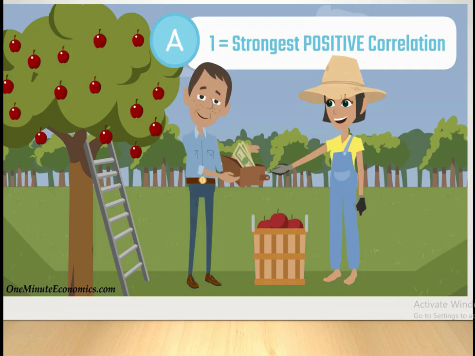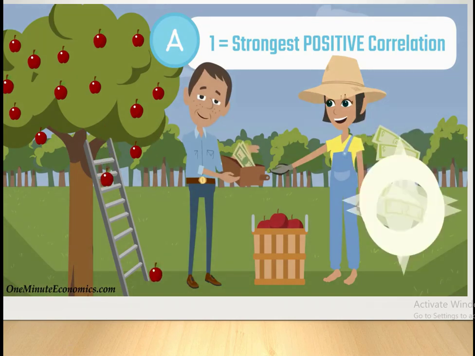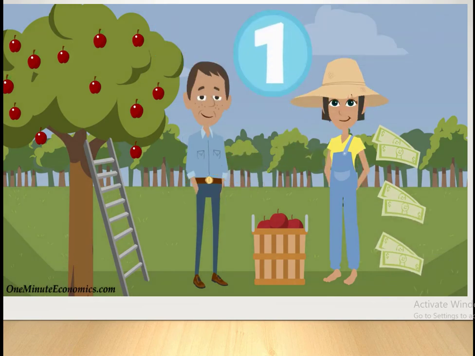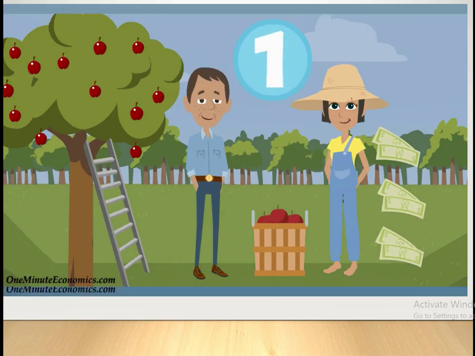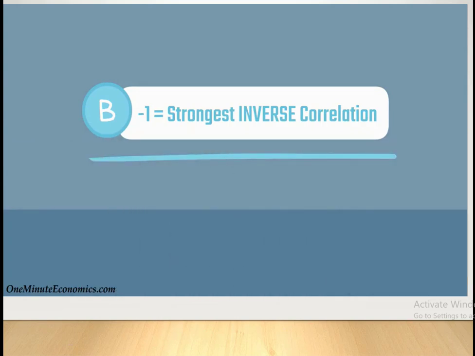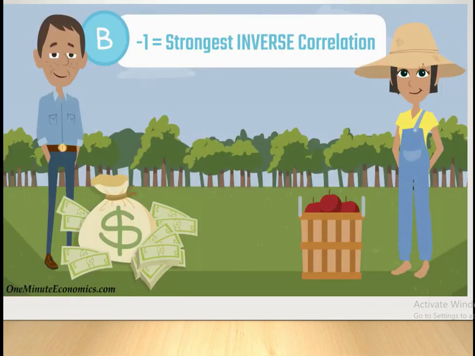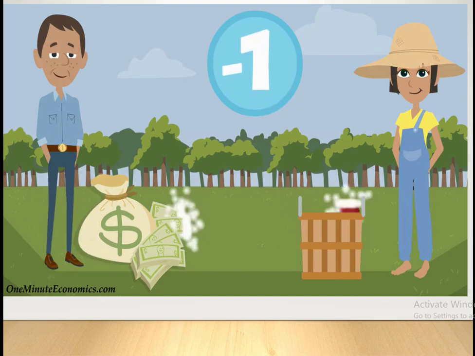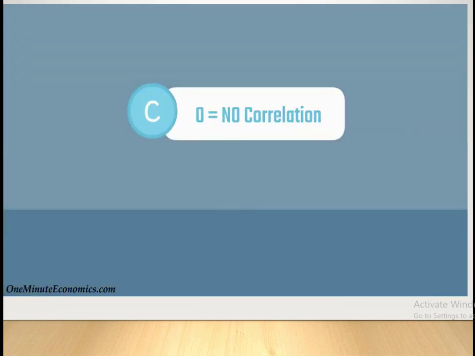If I pay you $2 for every apple you pick, the correlation coefficient between the number of apples you've picked and your apple picking earnings for that day will be 1. B, -1 indicates the strongest possible inverse correlation, or perfect inverse proportionality. To use the previous example, if I start the day with a large pile of money from which I pay you, the correlation coefficient between the number of apples you've picked and the amount of money in my pile will be -1. And C, 0 indicates that there's no correlation at all.